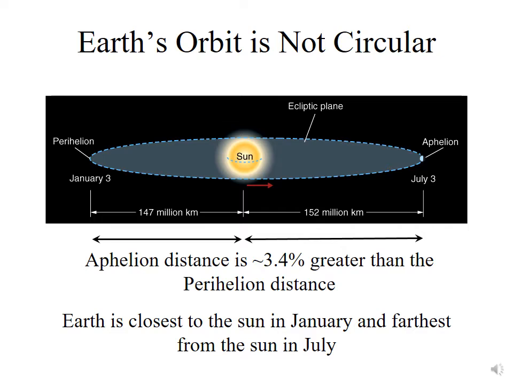When we are furthest from the Sun, we refer to that as aphelion, which occurs in July. And then when we're closest to the Sun, we refer to that as perihelion, and that occurs in early January. The distance varies between about 147 million kilometers to 152 million kilometers, which is a distance of about 3.4%.